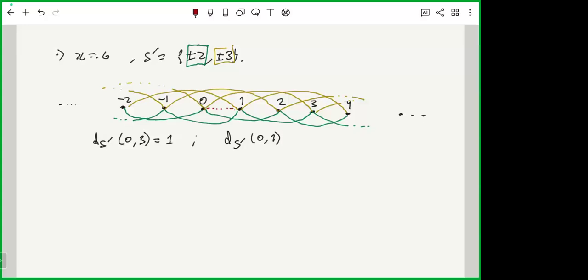But there is a path of length 2 between them. Right? So I can use plus minus 3 to go from 0 to 3, and then the other generator to go back to 1. This path has length 2. So the distance is at most 2. Because there was no edge between them, it was greater than 1. Because there is a path of length 2 between them, it was at most 2. So it is equal to 2.